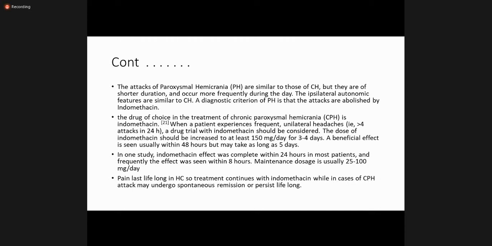The pain lasts lifelong in hemicrania continua. So patients suffering from hemicrania continua require long-term treatment because they have long-term symptomatic problems, so they require indomethacin long-term. While in chronic paroxysmal hemicrania, the patient might undergo a spontaneous remission phase, or sometimes the symptoms remain lifelong. So the prognosis is variable in both scenarios.